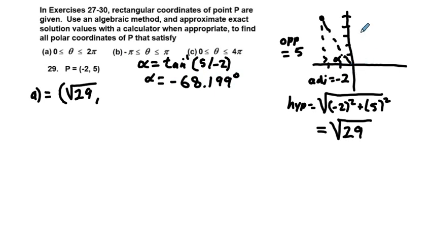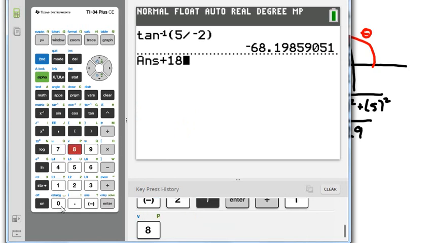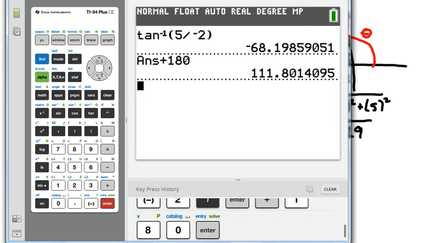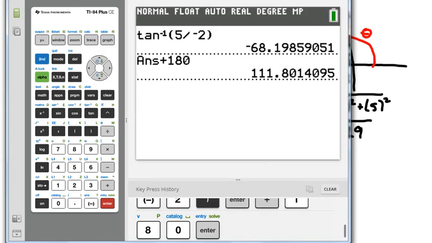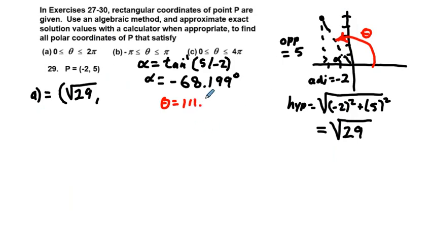But I'm really more interested in our standard position angle, which is going to be this distance right here. And so what I really want is this theta equal to 180 degrees plus or minus 68.199. So what I'm going to do is add 180 degrees to that. So I get 111.801 degrees. So we'll say theta equals, make sure I get this right, 111.801 degrees. And so we're going to say over here is 111.801 degrees.